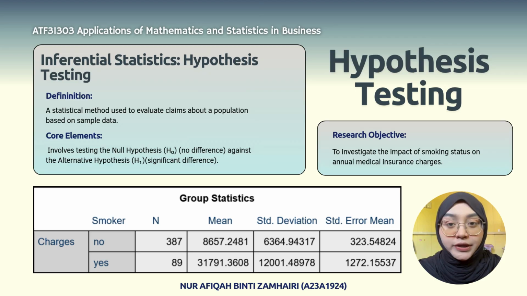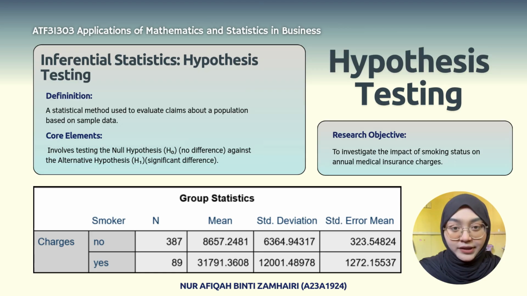So in this section, we use hypothesis testing to analyze our sample data. Our main objective here is to find out if smoking status has a significant effect on annual medical insurance charges. If you look at table 4.1, Group statistic. Our data set includes 387 non-smokers and 89 smokers.